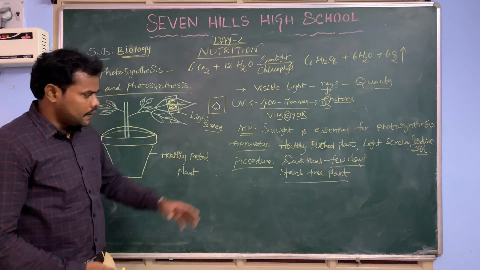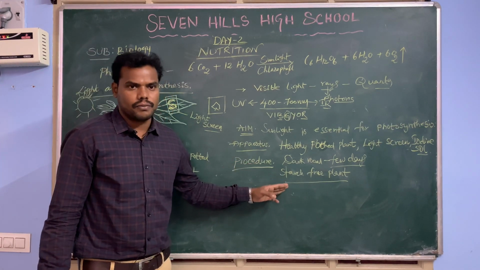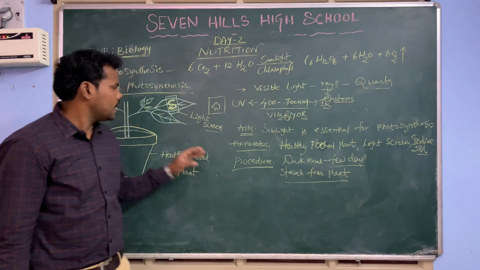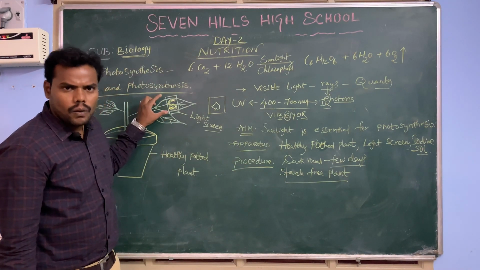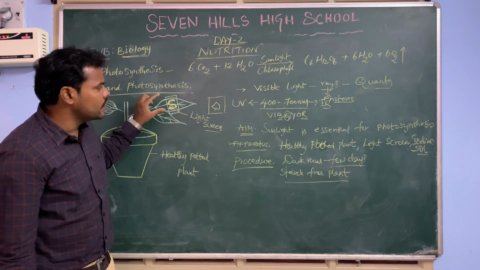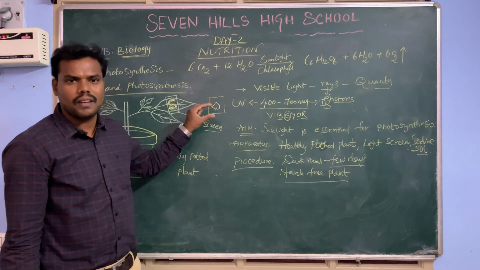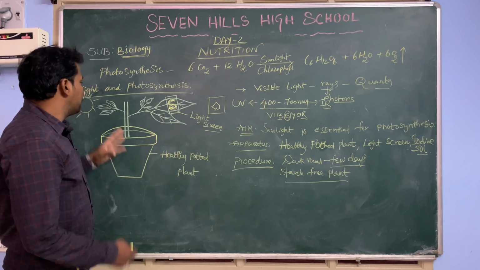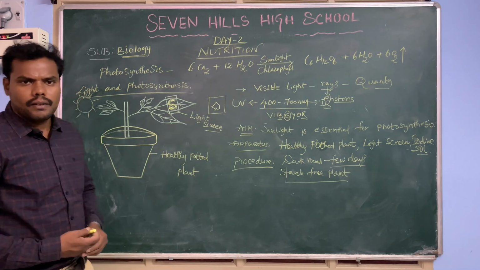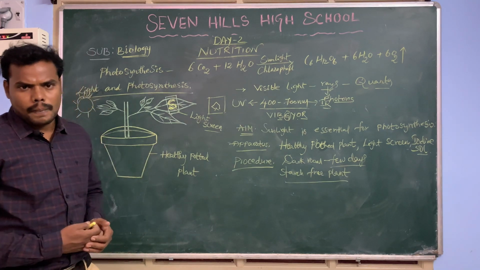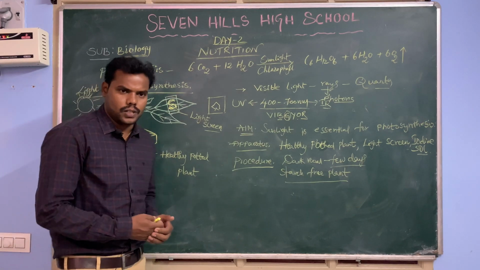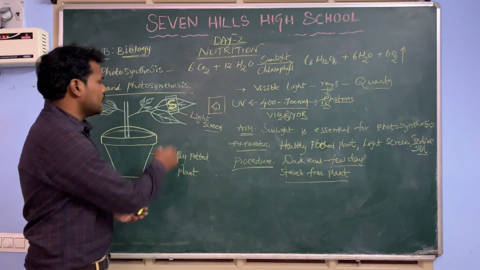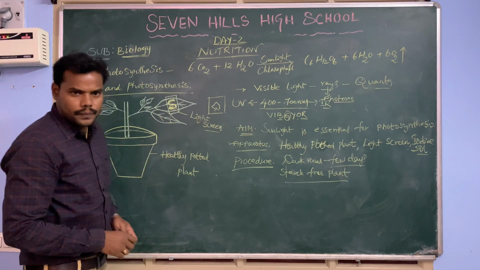Here, we will take a starch free plant. We have to take any one of the broad leaves and cover the leaf with the help of the light screen, cut with any design. Now it will be placed under the sunlight for a few hours. After a few hours, now we will remove the light screen.